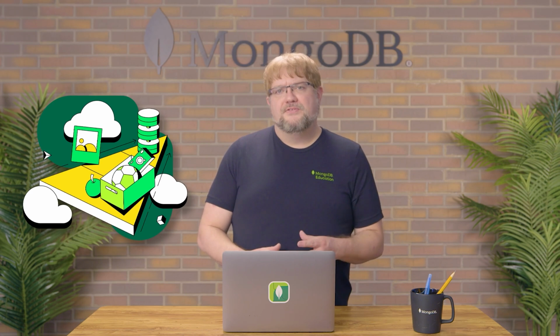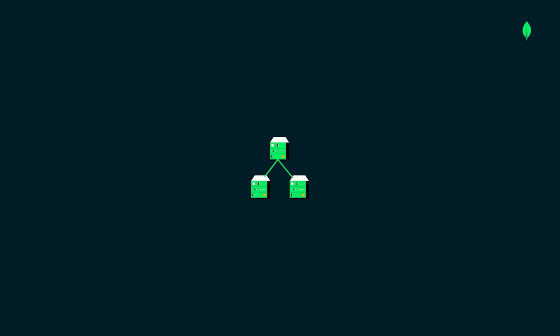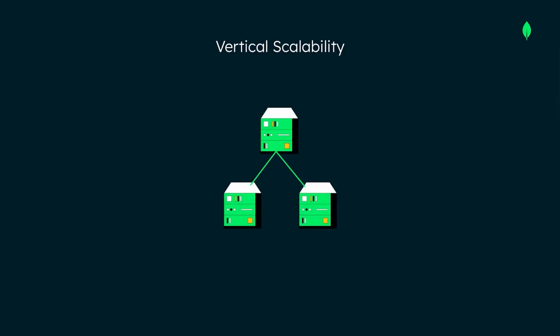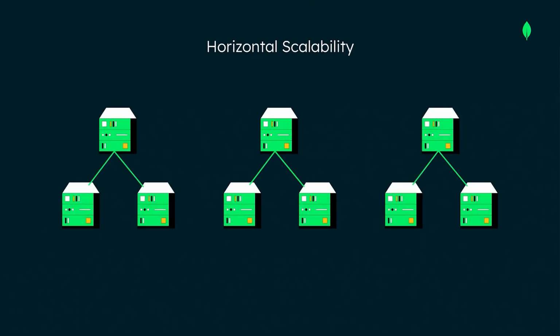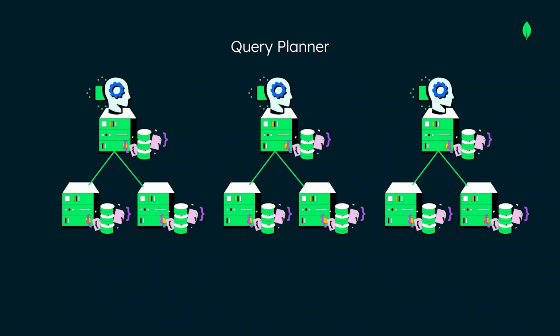One key to effective query tuning is understanding MongoDB's architecture. In this video, we'll discuss some aspects of MongoDB's architecture that are critical for query performance. Specifically, we'll focus on vertical scalability and horizontal scalability, the storage engine, the document model, and the query planner. By understanding how these components work together to keep things running smoothly, you'll be able to optimize your queries for maximum performance. Let's get started.